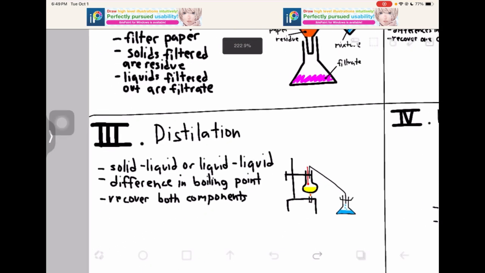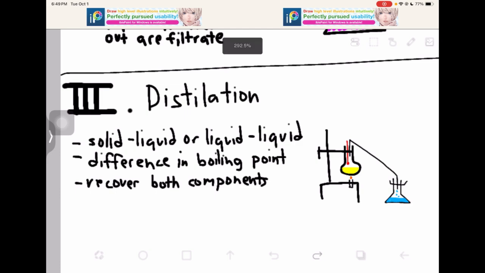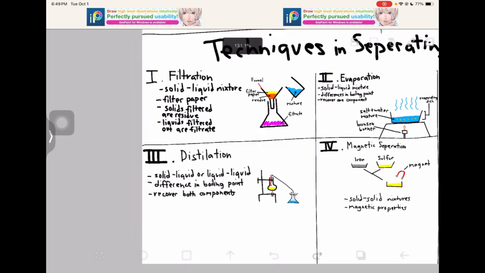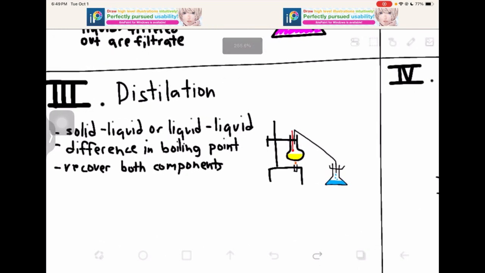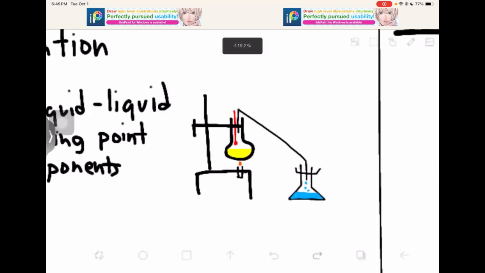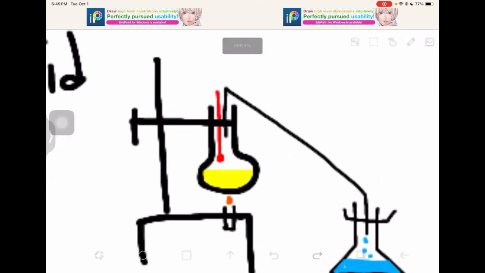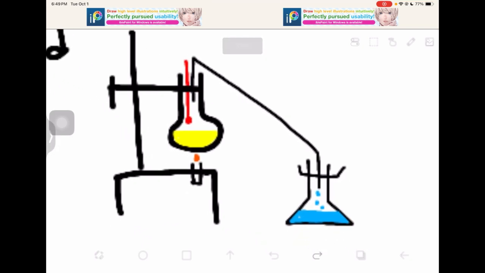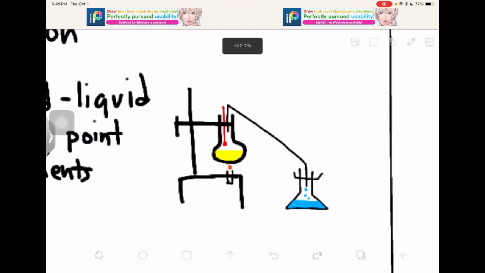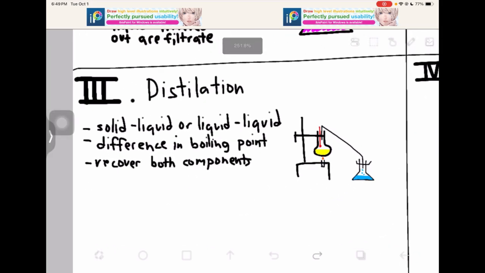The third one is distillation. Solid-liquid or liquid-liquid mixtures can be used here. And once again, it's almost similar to evaporation. It relies on heat, but you can recover both components here. As you can see over here, we have a thermometer, that's the red thing. You've got the burner again, and you've got the filter. I don't know what this pipe connecting them is called, but yeah, that's how distillation works.